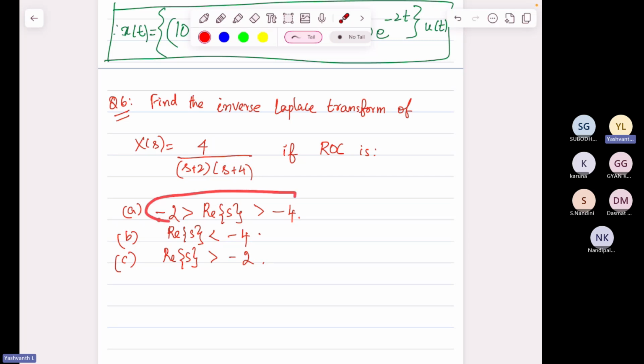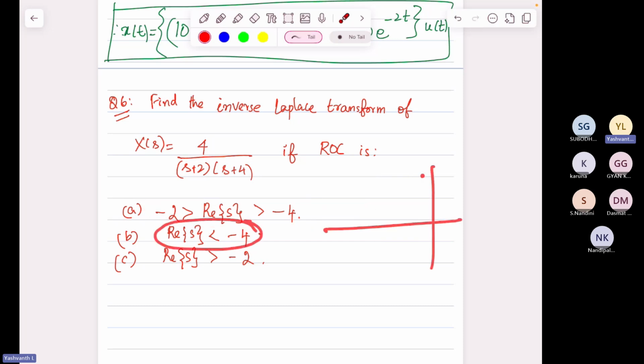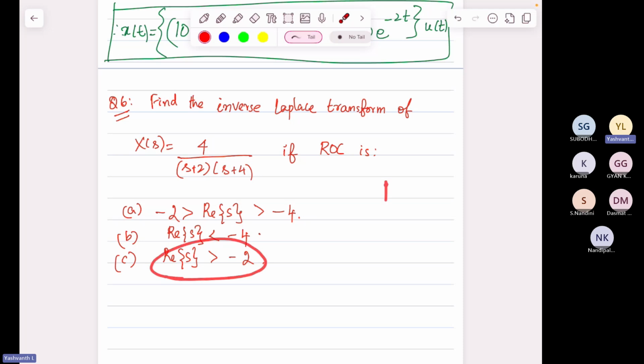For example, this is a finite width, between minus 4 and minus 2 is where the ROC lies. And real part of s less than minus 4 means it's a left-handed ROC. This is minus 4. And real part of s greater than minus 2 means, let's say this is minus 2, then this is a right-handed ROC. Okay?